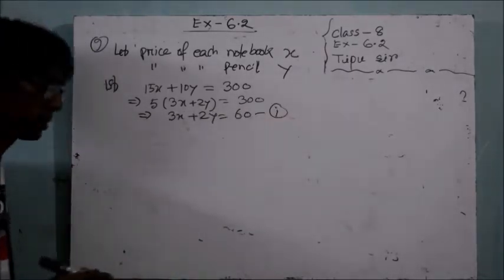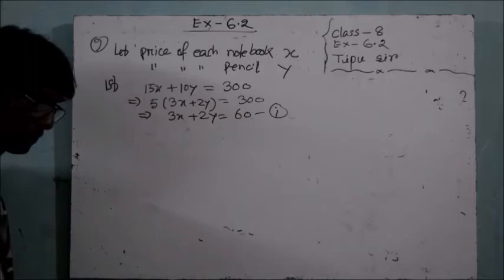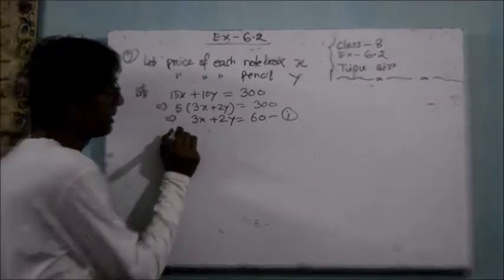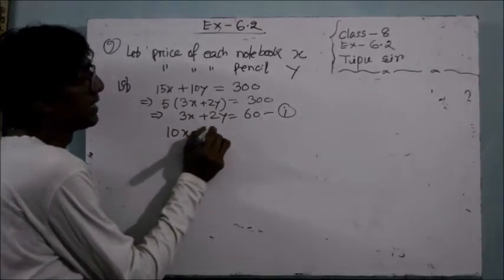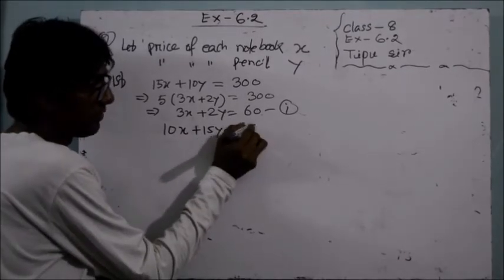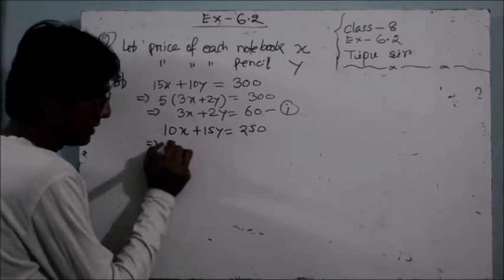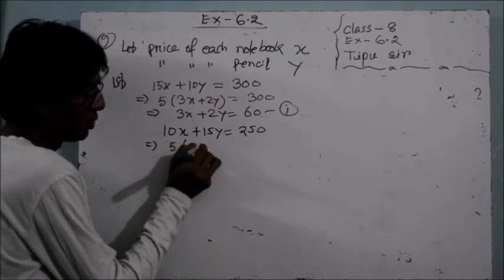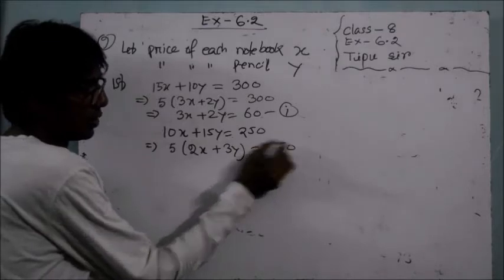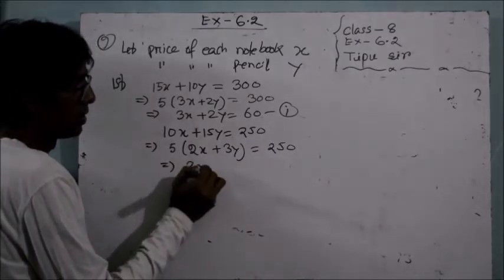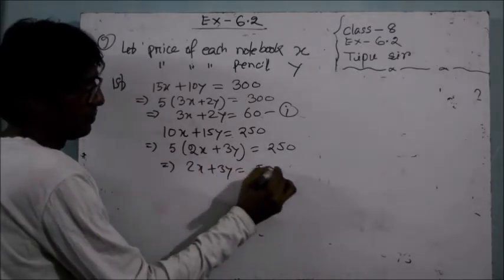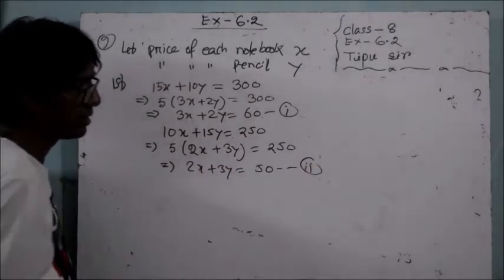Now condition 2, another boy purchased 10 notebooks and 15 pencils. That means 10x and 15y. Together the price is 250. Same here, take 5 as common. So 2x plus 3y is equal to 250, or 2x plus 3y is equal to 50. This is equation number 2.